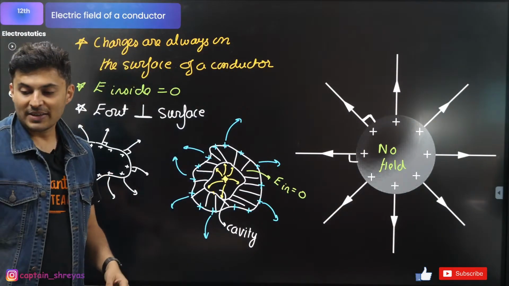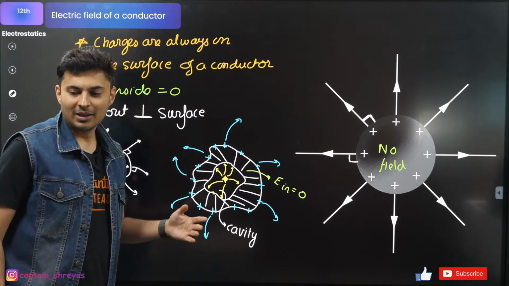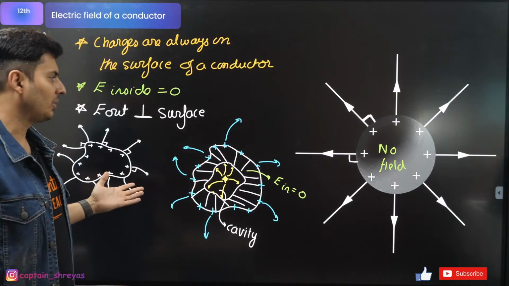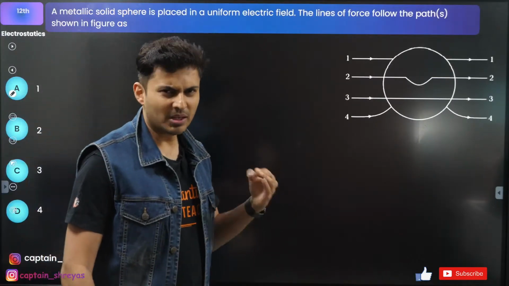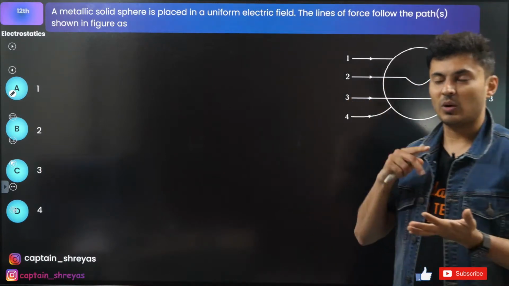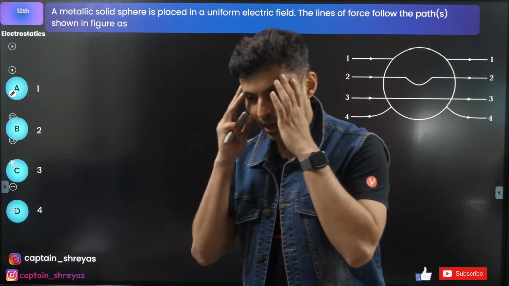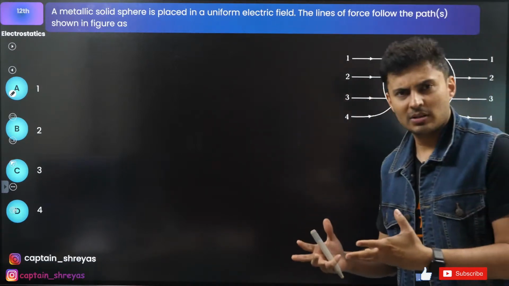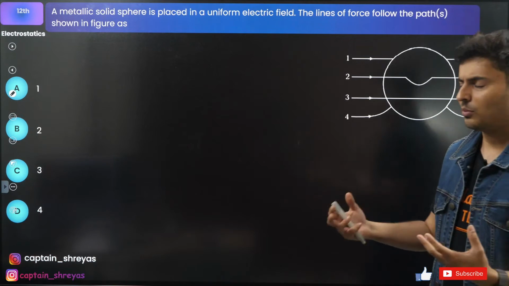So for hollow charged spheres, yes, we'll come to that. What will happen for hollow charged spheres, solid charged spheres, and everything, we're going to come to that. Okay, don't worry about it. Let's do some questions. Obviously, all kinds of geometries: solid sphere, hollow shell. How do you solve these questions? Don't worry, we are coming to that. First, let's come to properties of conductors, the questions on that, and then we'll proceed ahead.